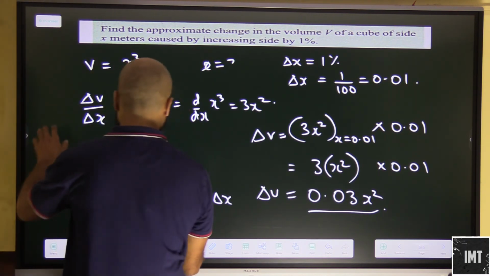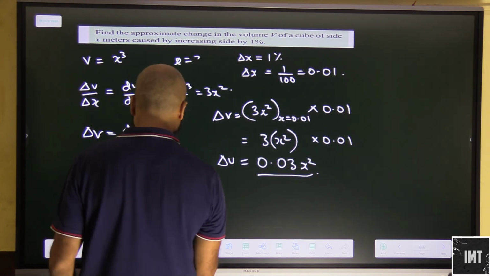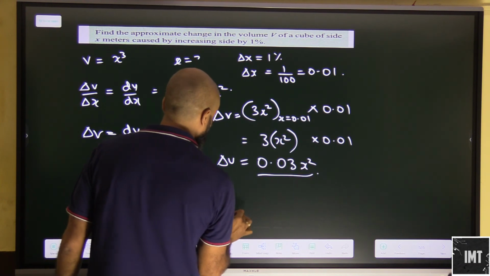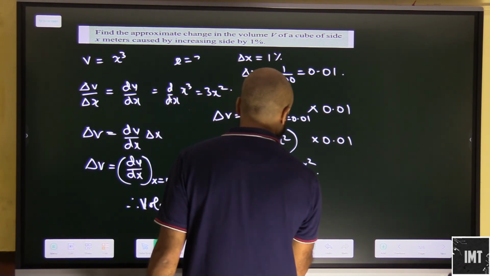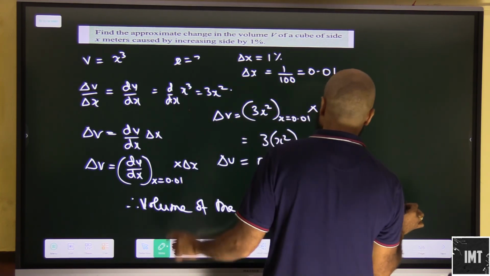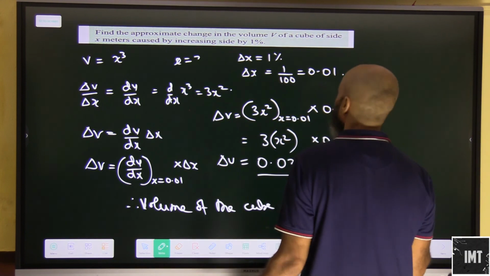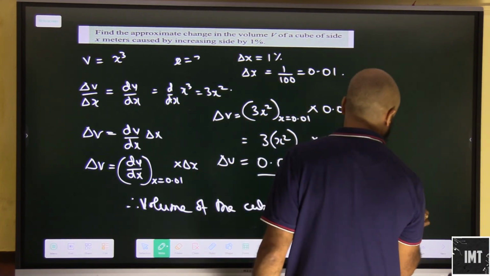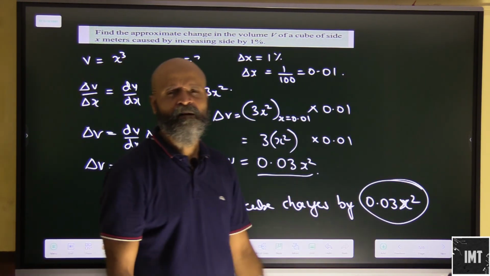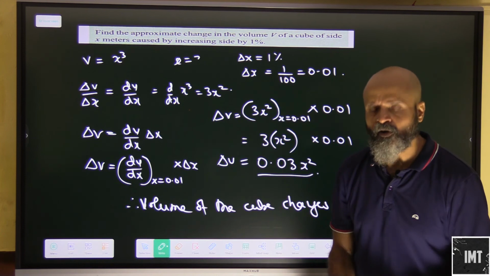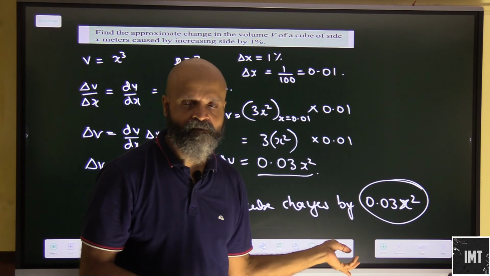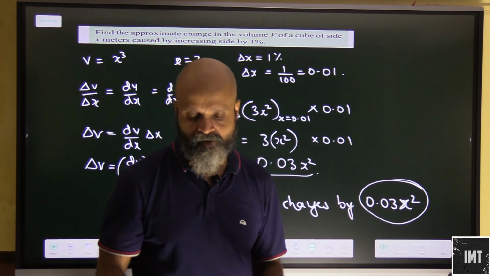So therefore we can say that the volume of the cube changes by 0.03 times x square. So this basically completes your section of approximations. Not much of things out here. We have Rolle's theorem after this, which we'll cover in applications of derivatives.